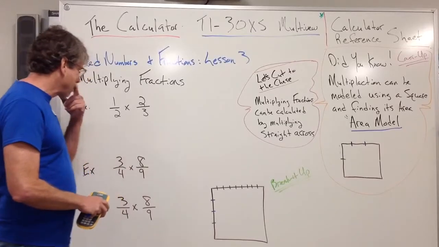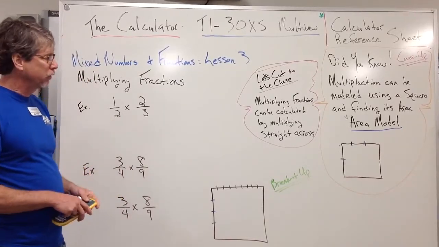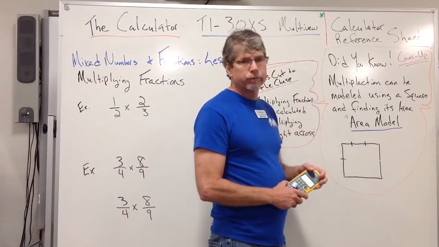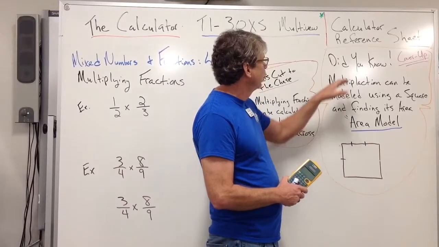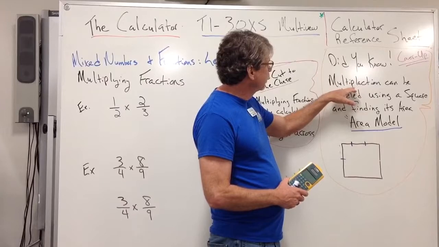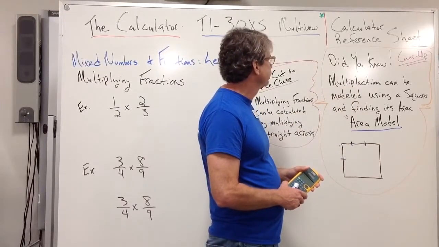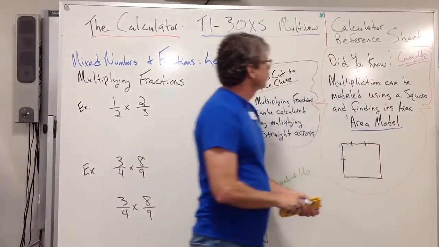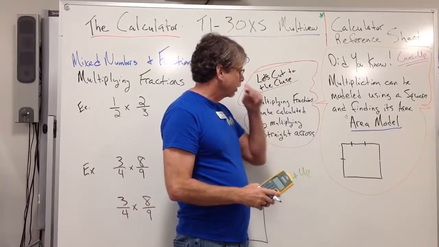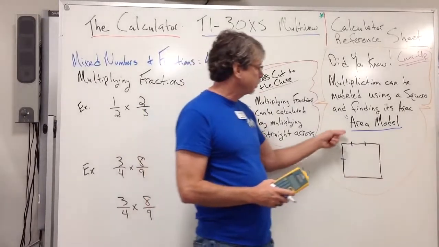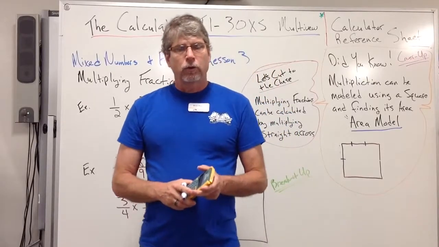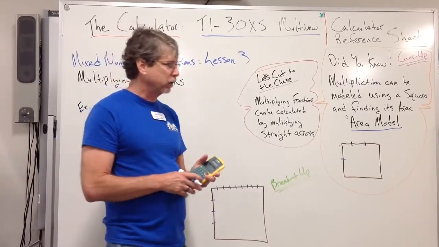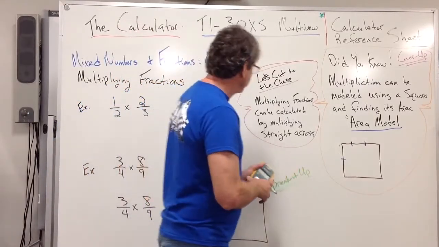Let's look at this example, 1/2 times 2/3. One of the things I discovered, I didn't know this myself, but through my education in adult ed, I've learned that multiplication can be modeled using a square and finding its area. A lot of times this is referred to as the area model. So some people are more visual. This is a good way to multiply fractions if you're more visual, if you like more of a geometry mind.